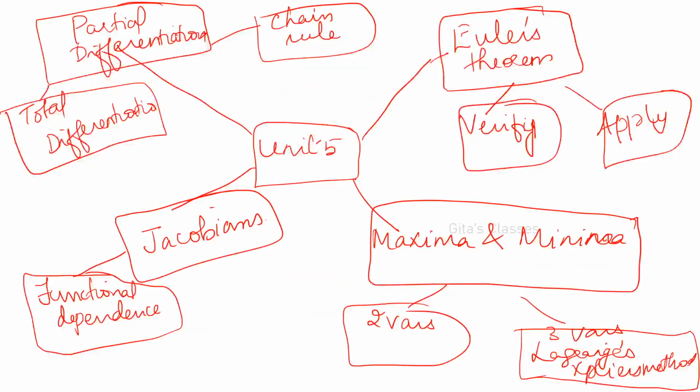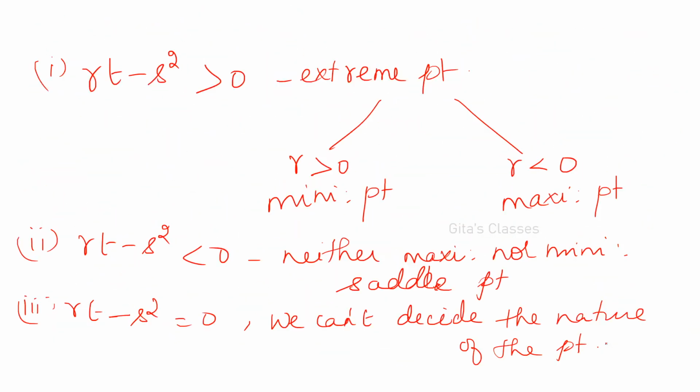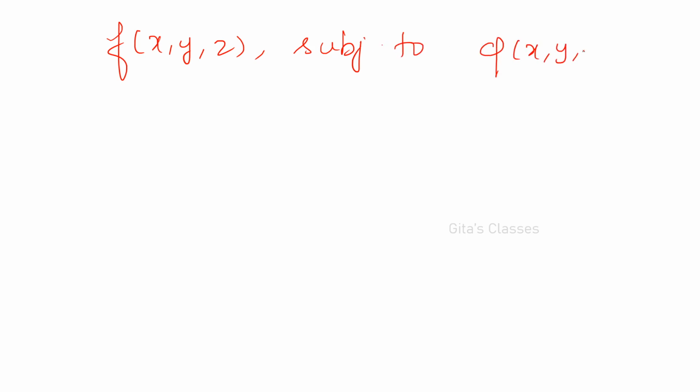So with this, the fifth unit is almost over. Only Lagrange's multipliers method remains, and we have to see that also. In Lagrange's multipliers method, you have to find the maximum or minimum of a function of three variables, f of x, y, z, subject to the condition phi of x, y, z equal to 0. Whenever you are asked to find the maximum or minimum of a function of x, y, z, a relationship between x, y, z will also be given.